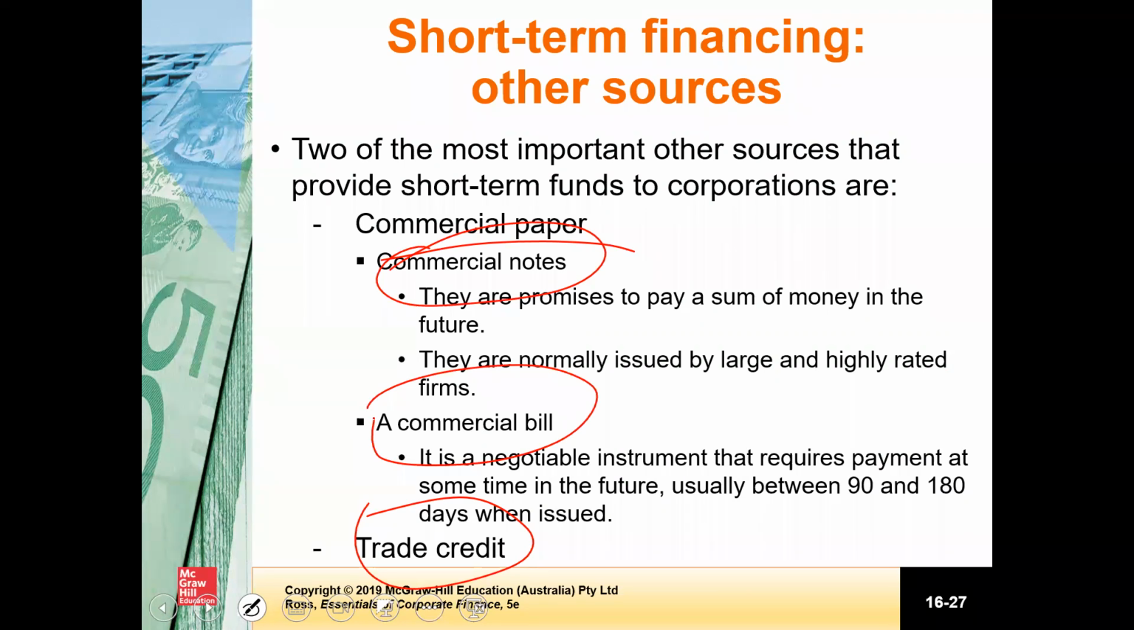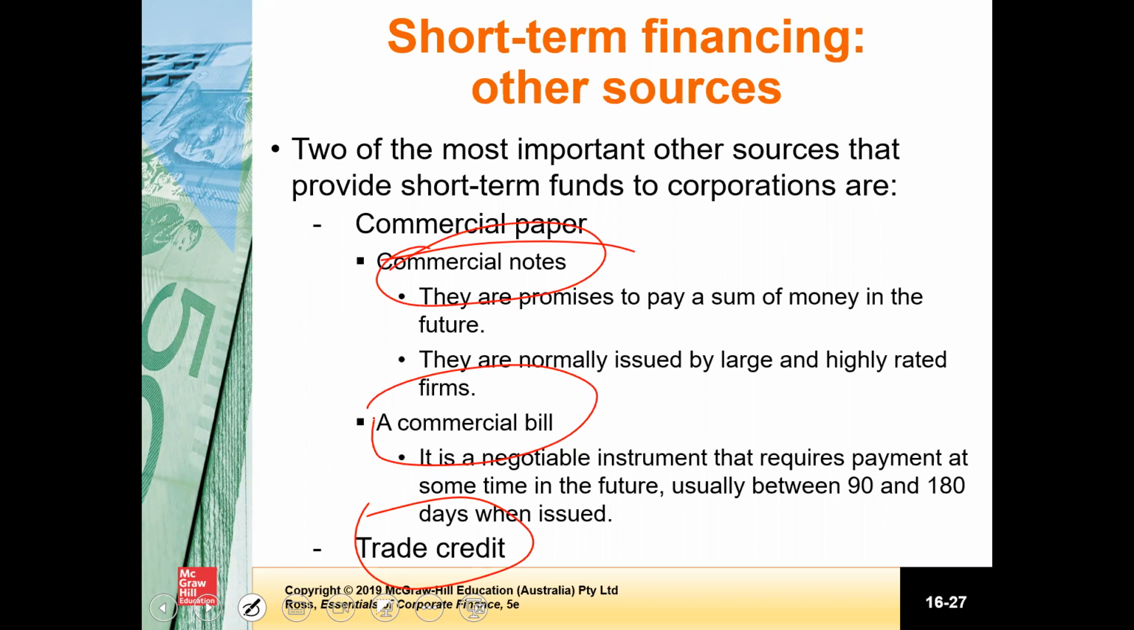Commercial notes are promises to pay a sum of money in the future. They are normally issued by large and highly rated firms. Typically, these notes are of short maturity, ranging up to 180 days. Because the firm issues these notes directly, the interest rate depends on the borrowing firm's credit rating.